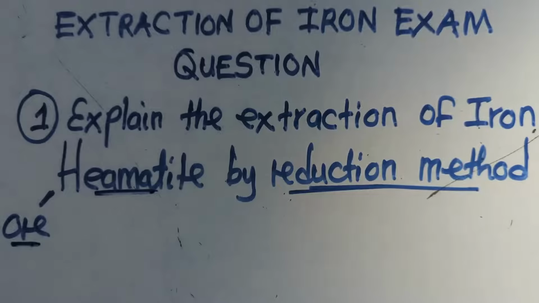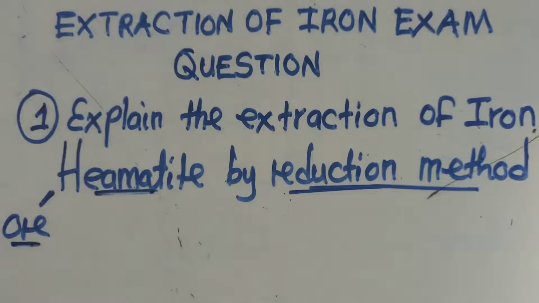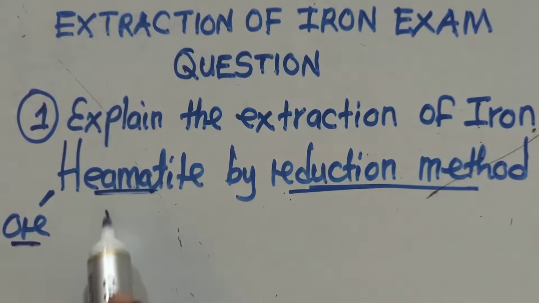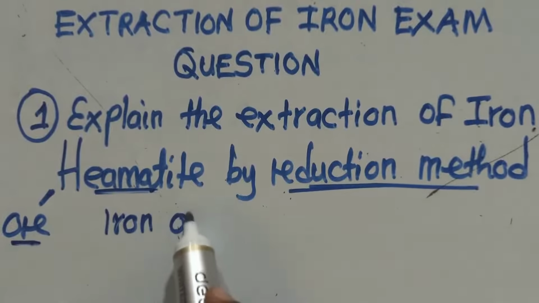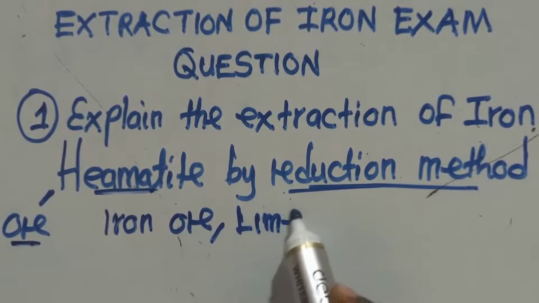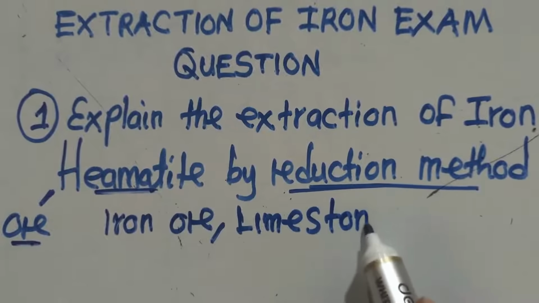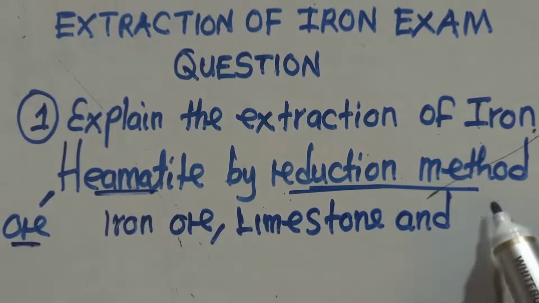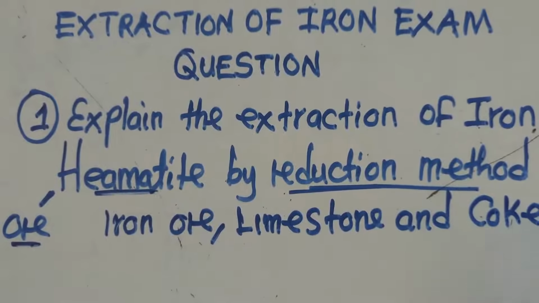For us to understand this, I'm going to take you through certain steps that you need to follow to extract iron. To extract iron, three substances called the charge or raw materials are mixed together. These are iron ore, which is hematite, limestone, which is calcium carbonate, and coke. This is what you need to understand.